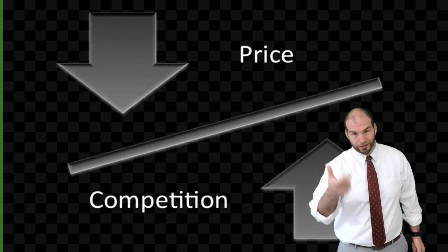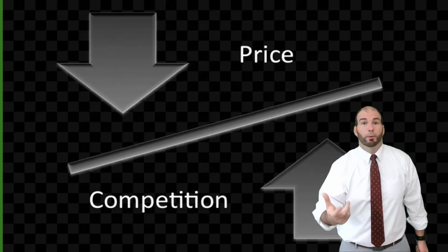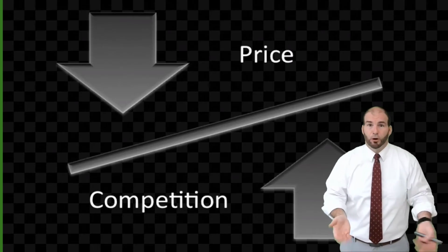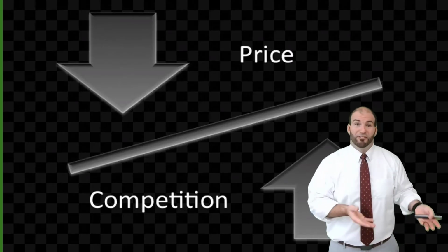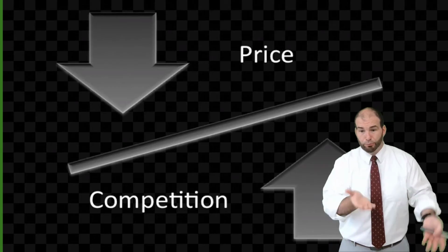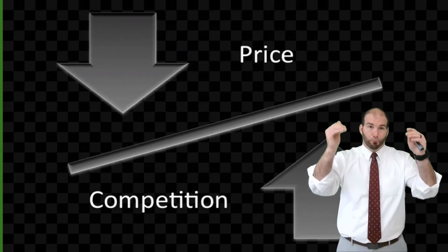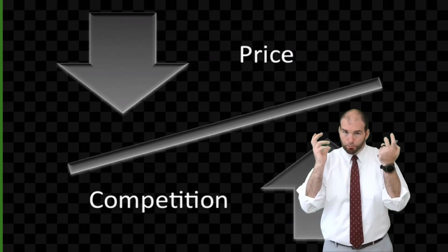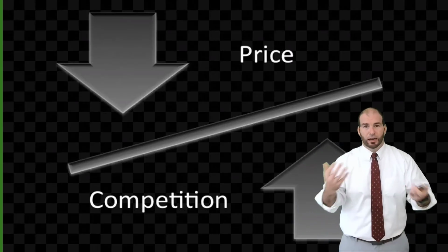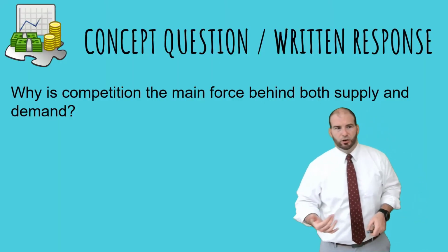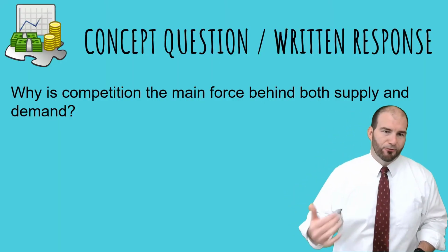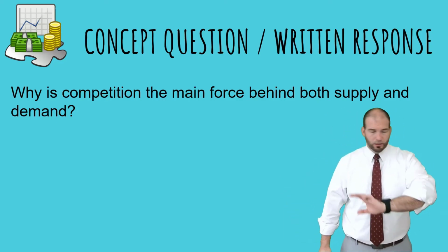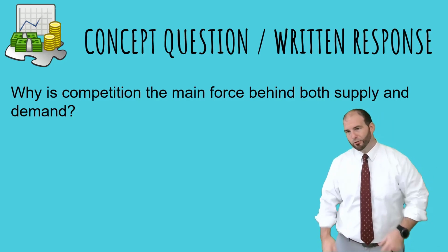It's the opposite, imperfect competition, being a monopoly. There's no other company that can come out and say, hey, we have the same product for cheaper and you can buy it from us. Because if that had happened, then Microsoft has to lower their price to compete. Competition brings prices down and it regulates supply and demand and brings it closer to perfect competition in our mixed economy. So the question here is, why is competition the main force behind both supply and demand? So pause me, answer that completely, and we're moving on.